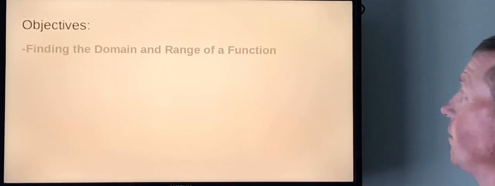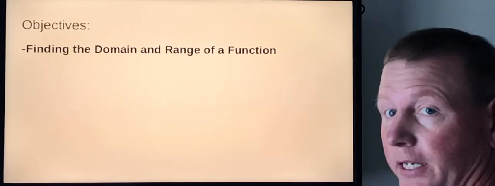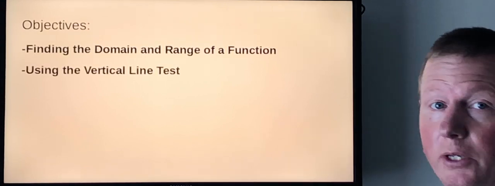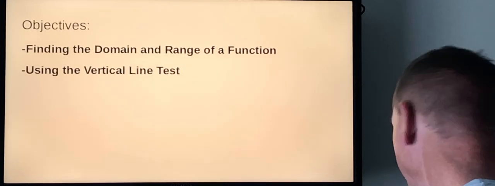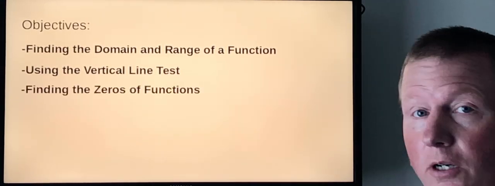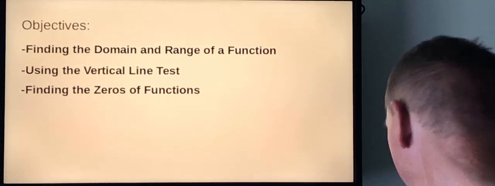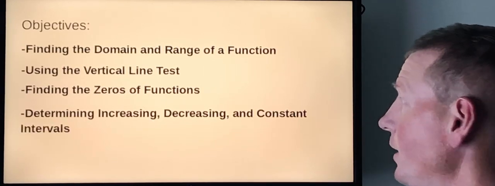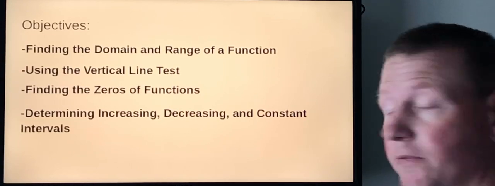The first objective is we're going to be talking about how we find the domain and how we find the range of a function. We're going to talk about how we utilize the vertical line test to determine if a relation is a function. We're going to talk about finding the zeros of a function and what that means. And then we're going to determine increasing, decreasing, or constant intervals within a function.